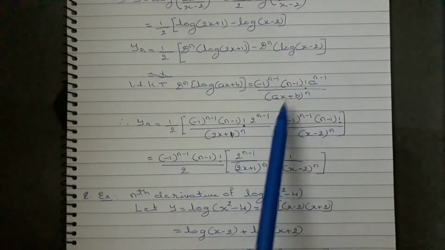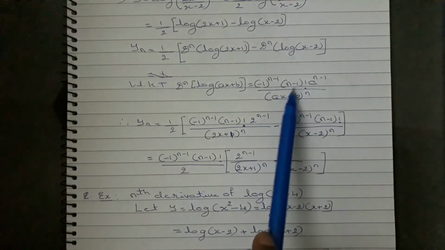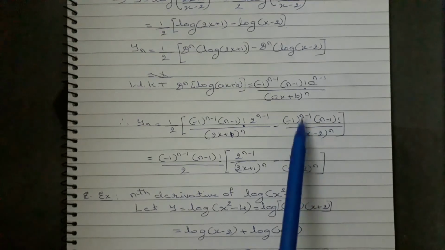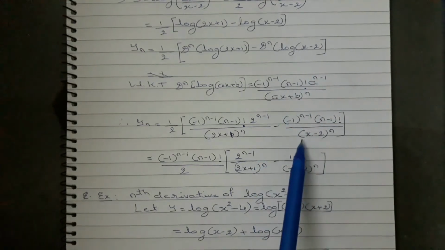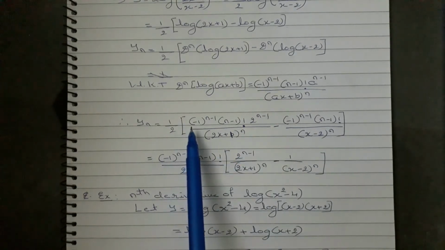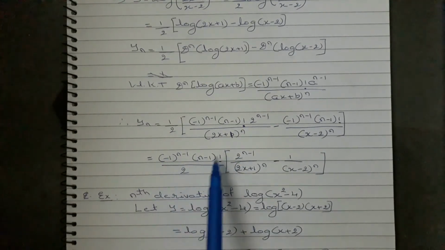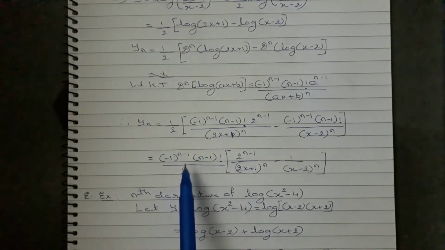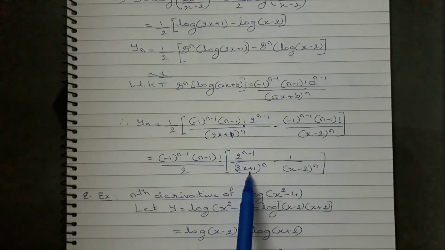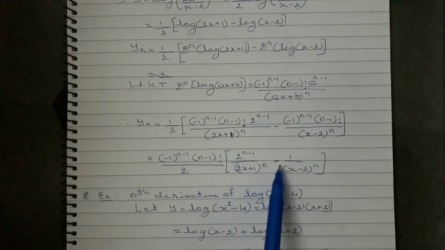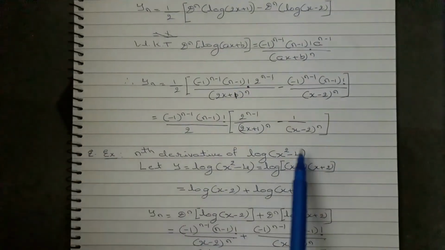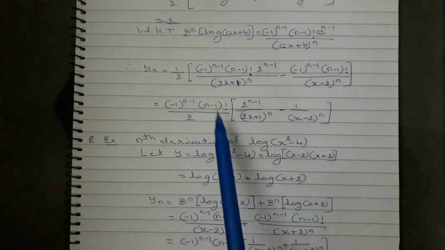Now here we have (-1) raised to n minus 1, (n - 1) factorial, and for the second term the a value is 1, so we get (x - 2) raised to n. From these two we can take (-1) raised to n minus 1 and (n - 1) factorial common, and divide by 2. So the remaining is 2 raised to n minus 1 divided by (2x + 1) raised to n, minus 1 divided by (x - 2) raised to n. So this is the answer.